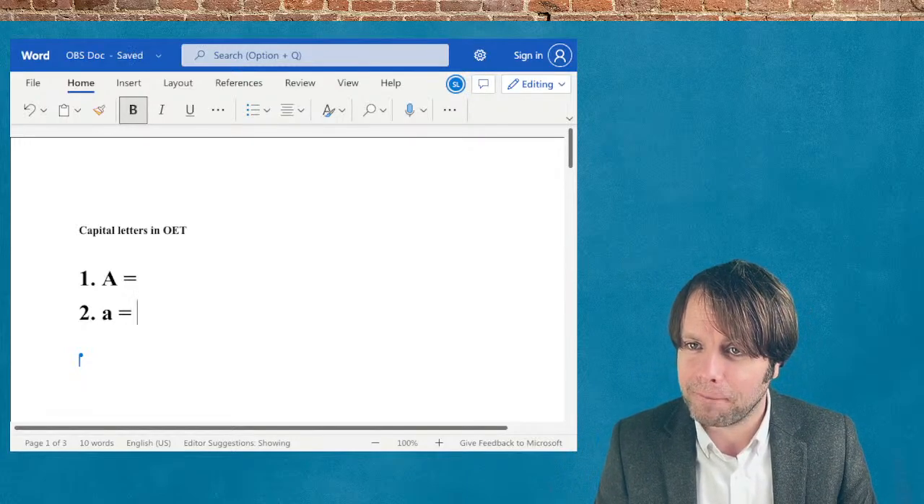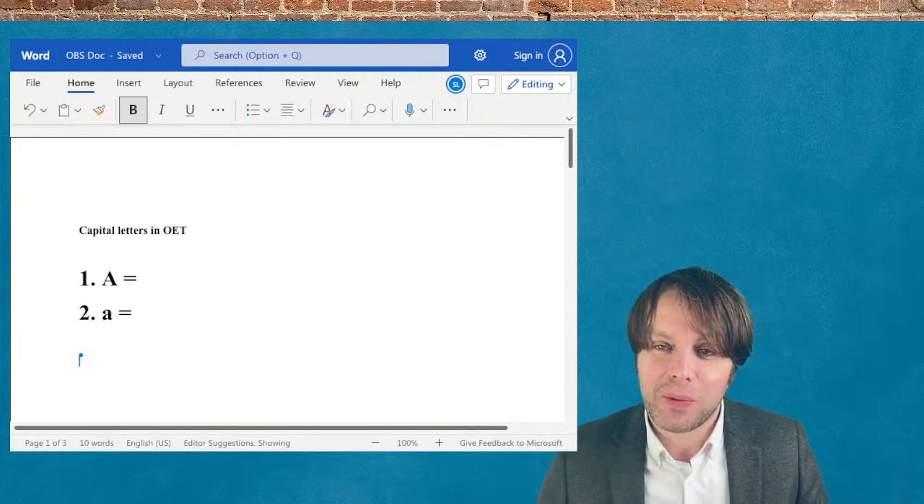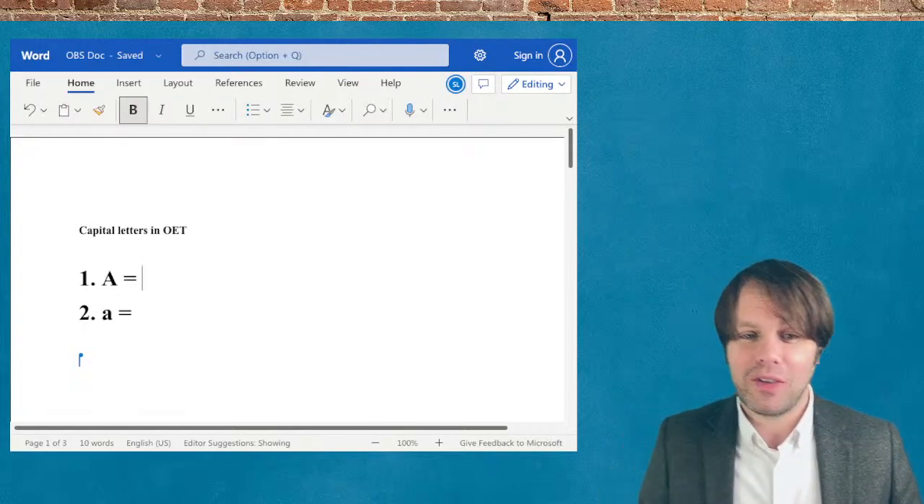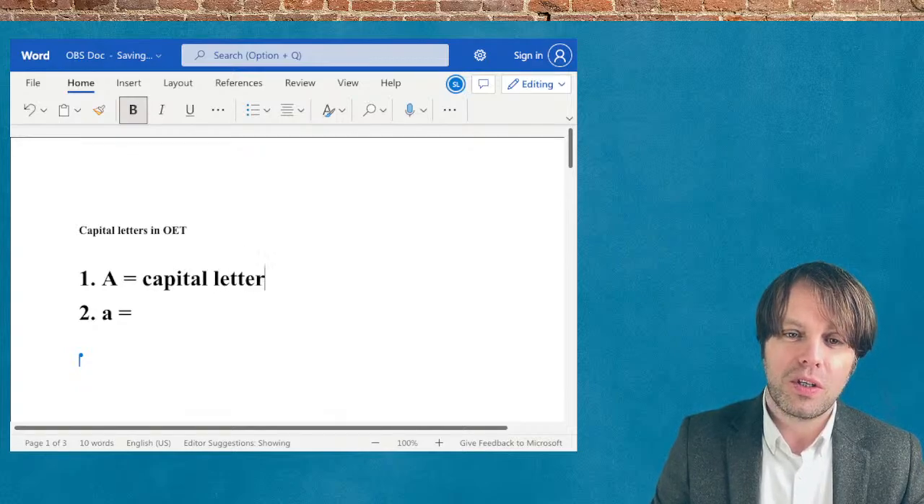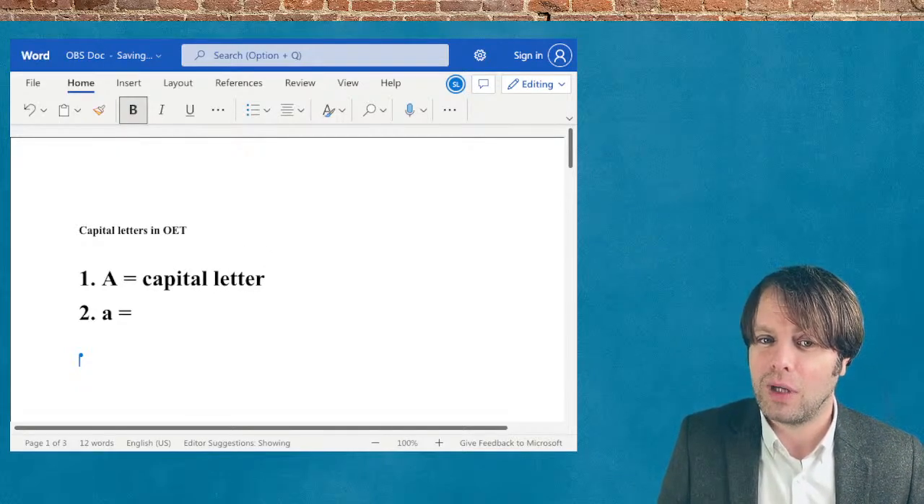What do you guys think? Type in the chat if you're watching. I'll be responding to people when they type into the chat, okay? So obviously the answer here is, I'm sure most of you know, this is a capital letter. So what does capital letter mean? It just means the big one, the big size, right?